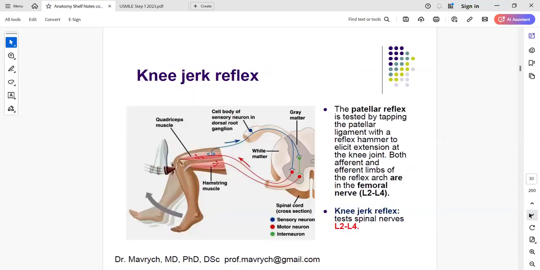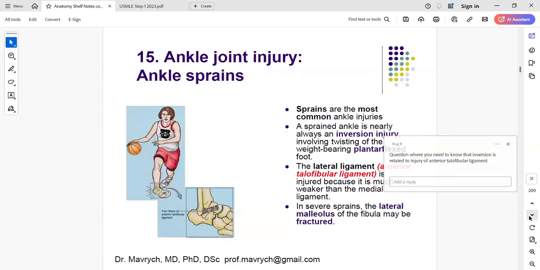Okay. Knee-jerk reflex, yes. Just remember the femoral nerve involvement in the patellar reflex, and the knee-jerk reflex tests the spinal nerves L2 to L4. They don't usually ask this, but sometimes they do give questions which are strictly memorization and have no concept involved whatsoever. So just to be on the safe side, you should know that this is the reflex, and this is the nerve that we check.